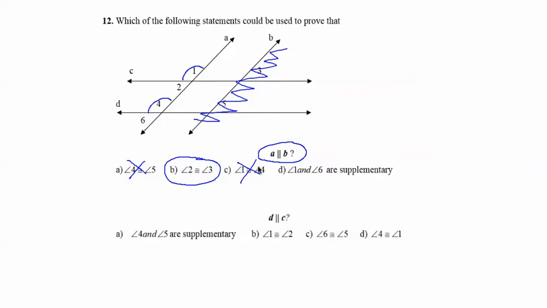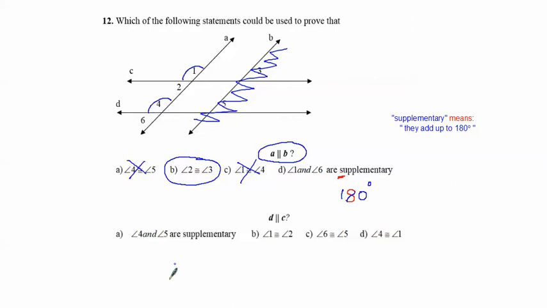And then the last one, angle 1 and angle 6 are supplementary. For those of you that don't remember what supplementary means, they add up to 180. Remember what we had said in class? That if you see the S for supplementary, it should help you remember that you can transform that S into a 180 and remind you that supplementary means they add up to 180.